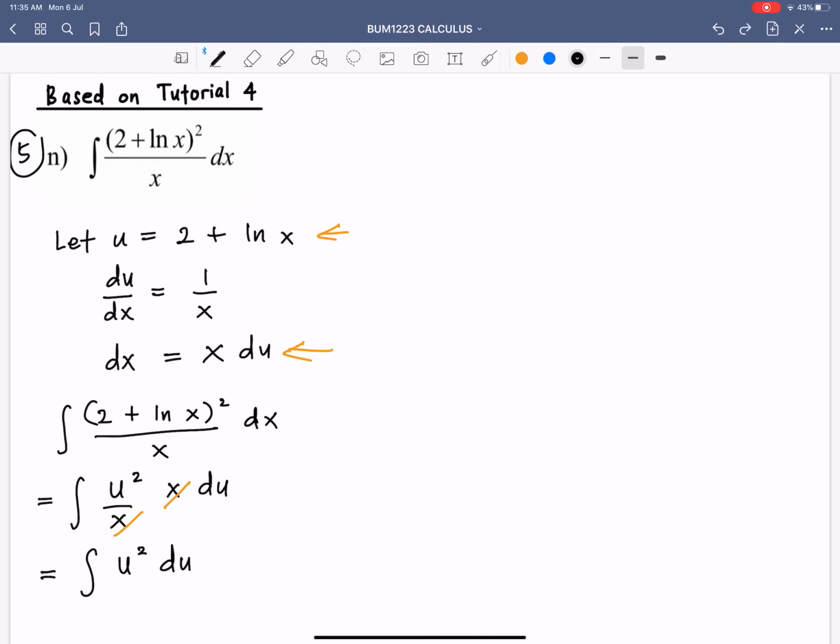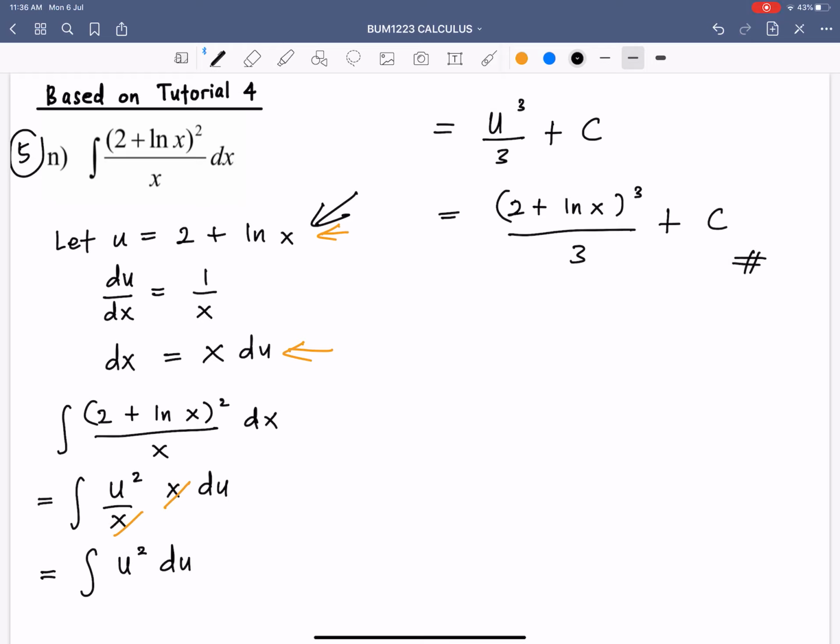So this is equal to, now we want to integrate it, u cubed over 3 plus c, and don't forget your final answer must be in terms of x. And just now we know that u is equal to 2 plus ln x, so we get (2 plus ln x) cubed over 3 plus c. So this is the final answer for question 5N of tutorial 4. Okay, that's all for this lecture video. Bye bye.